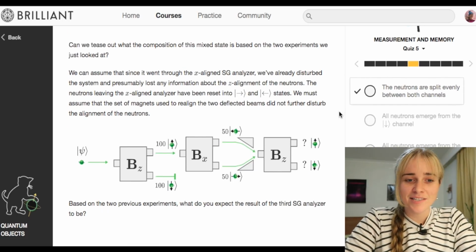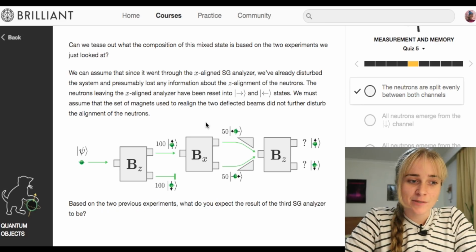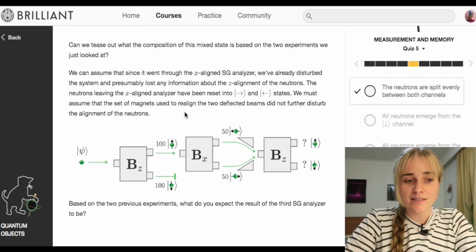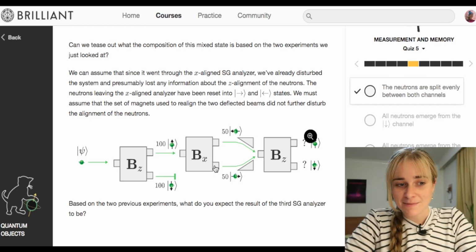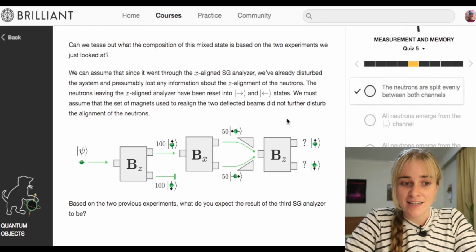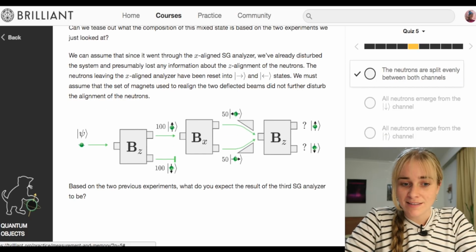When I answered this question, I said I would expect, based on what I know here, that the neutrons would be split evenly between both channels. The reason I answered this was because, when we weren't recombining the data, that's what we were seeing. We were seeing that this information of the initial measurement was lost. A new measurement is made, which essentially reset the data, and then this was reset to being 50-50 up and down. That was the correct solution on Brilliant for what you would expect.